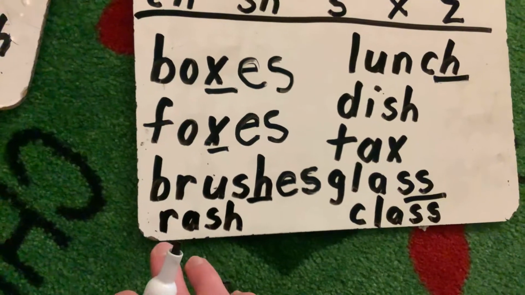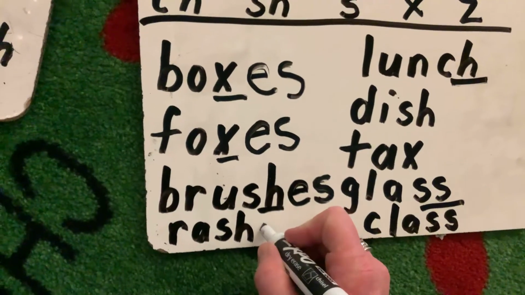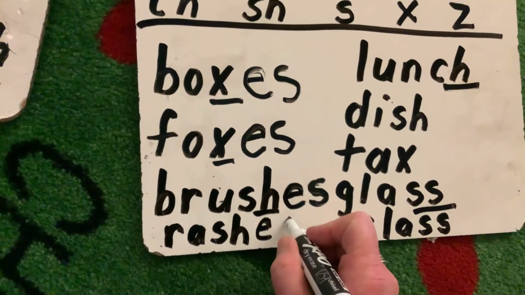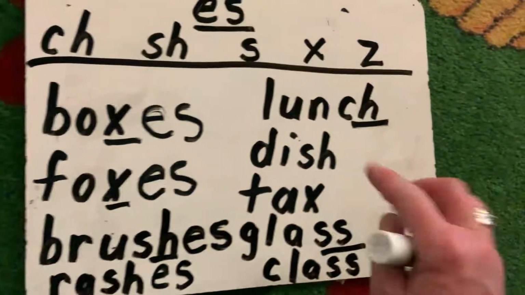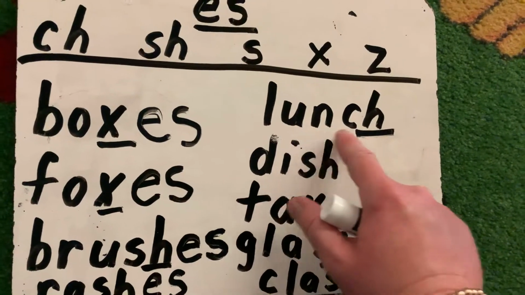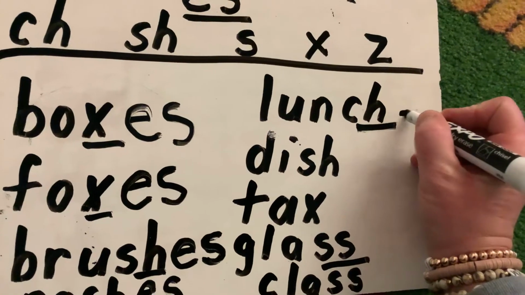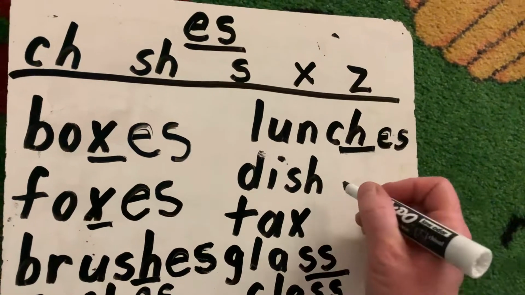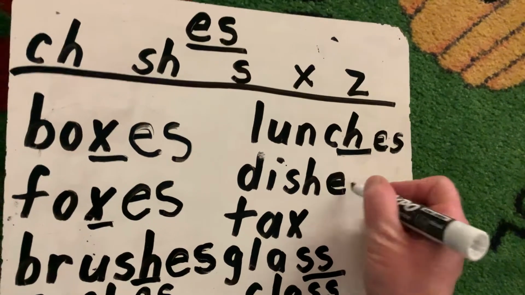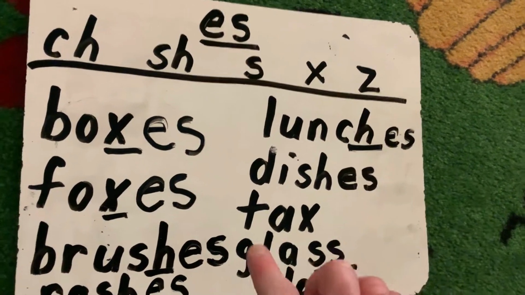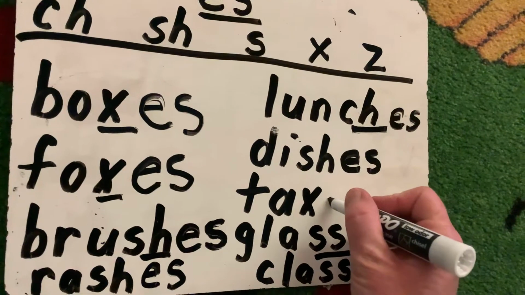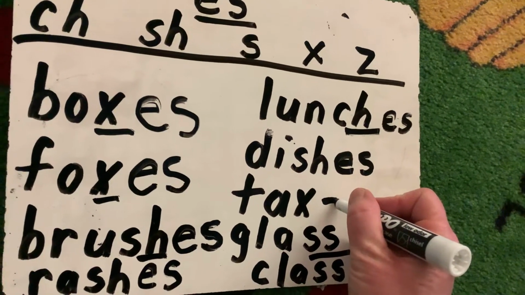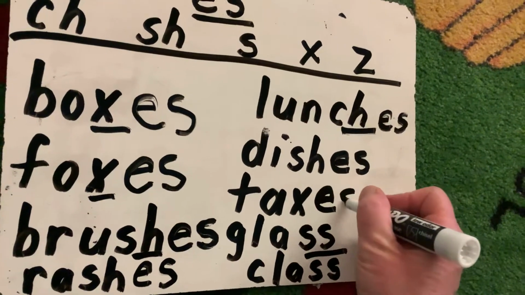Let's look at this base word. Rash, more than one, add your suffix es, rashes. Lunch, more than one, lunches. Dish, more than one, dishes. Tax, grown-ups pay many taxes. We pay more than one.